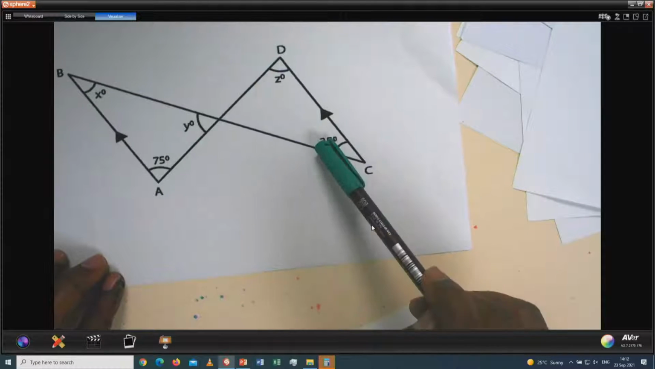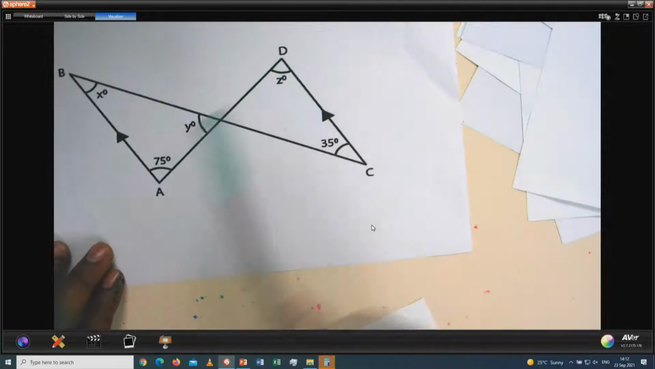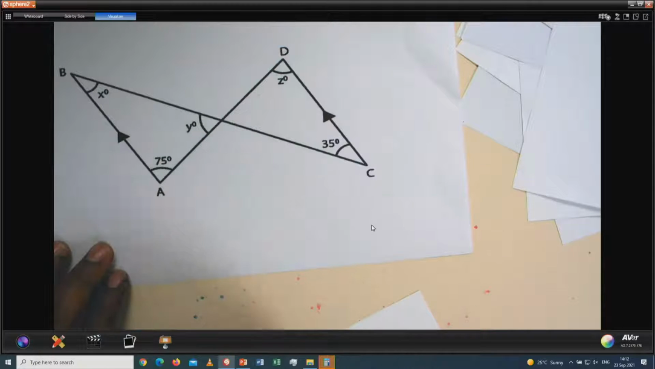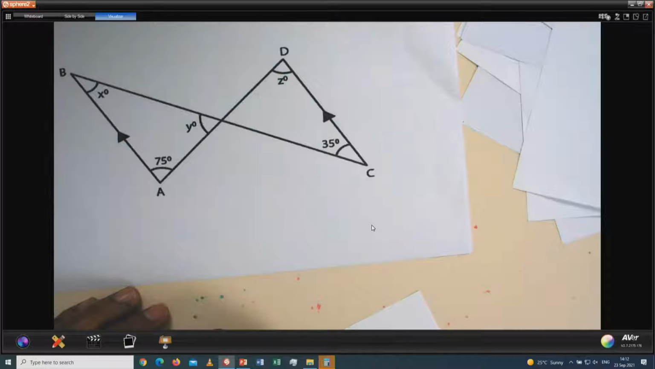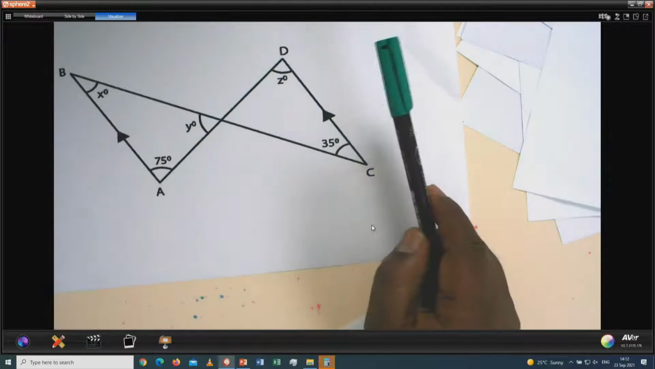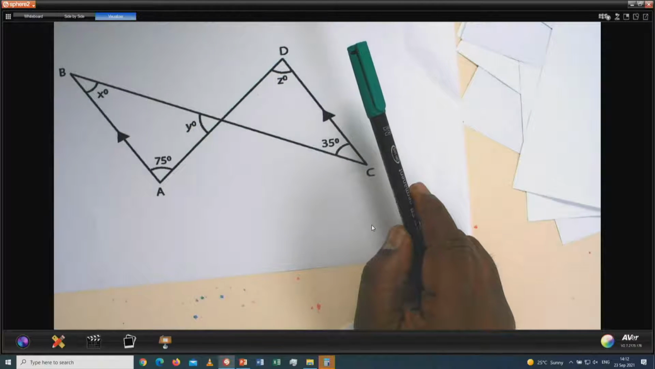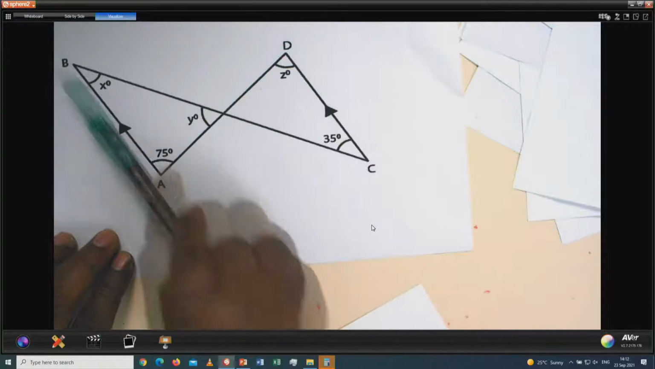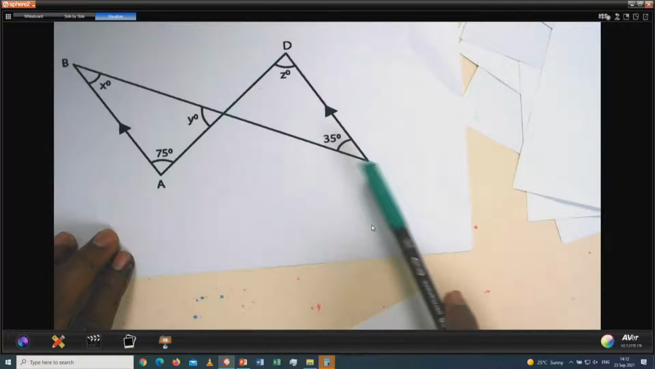Can we get Z? No, because we've got two unknowns. Fine. Can we get X and Y? No, because we've got two unknowns. Fine. So Z within the triangle is not going to help us. Is there any other relationship of Z? Yes. That Z is related with this one as a Z, alternating angles.